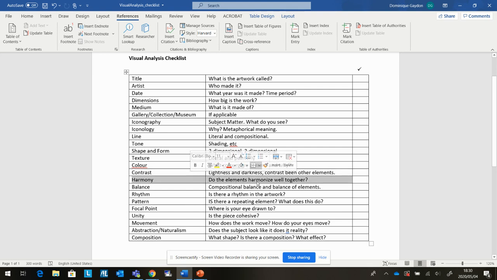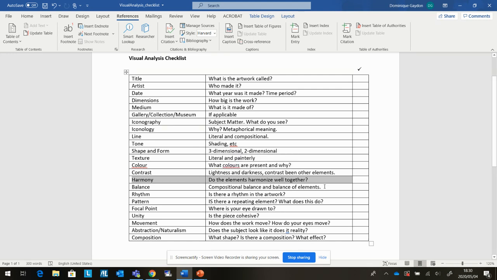Harmony: does the painting work together? Does it intentionally work together, or does it intentionally go against each other? Going back to the previous example, a child's bedroom with this monster, let's pretend it's coming out of the closet. Is there harmony here?